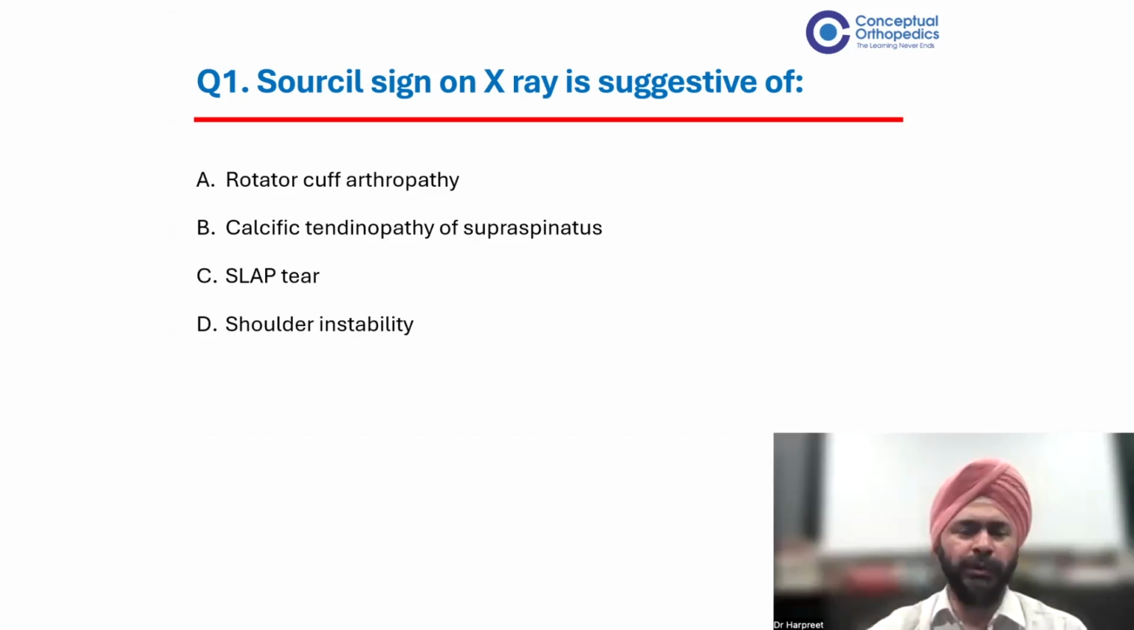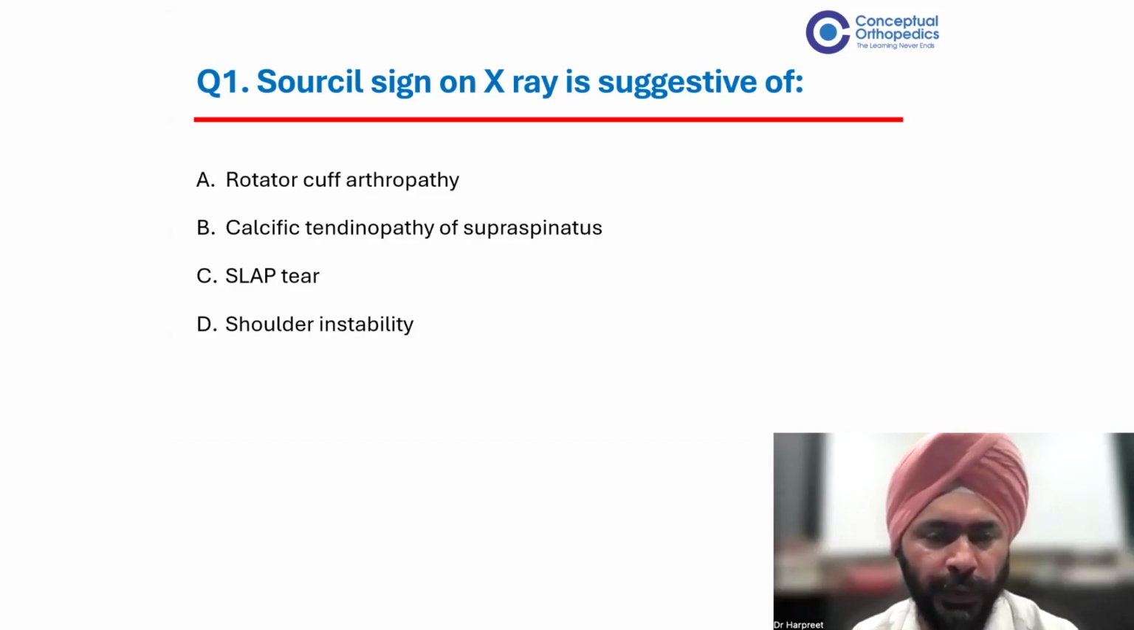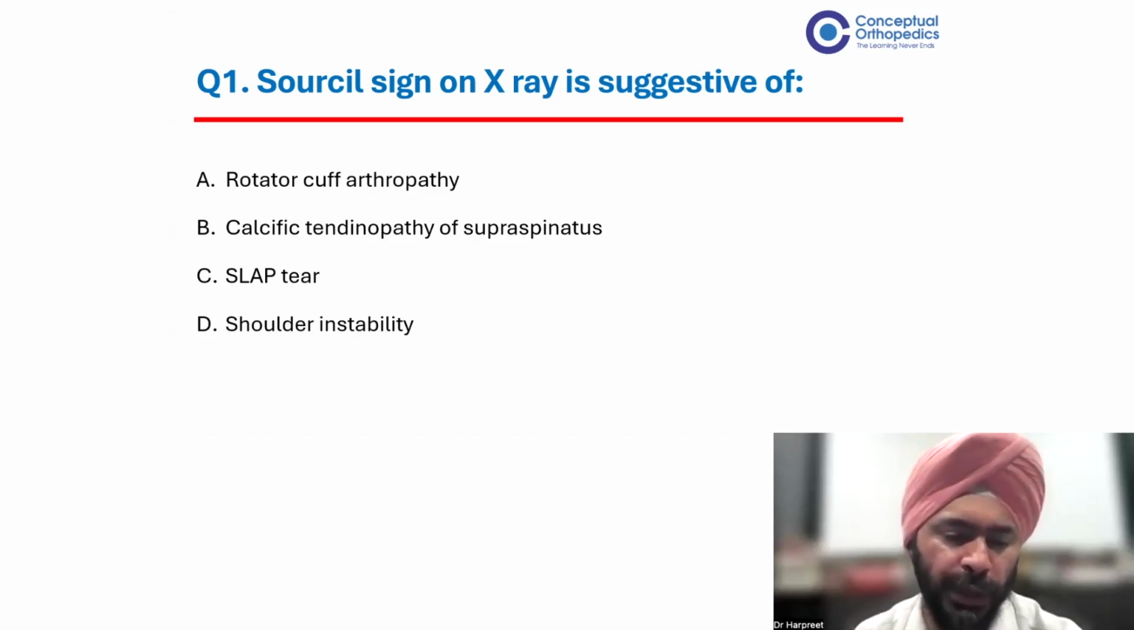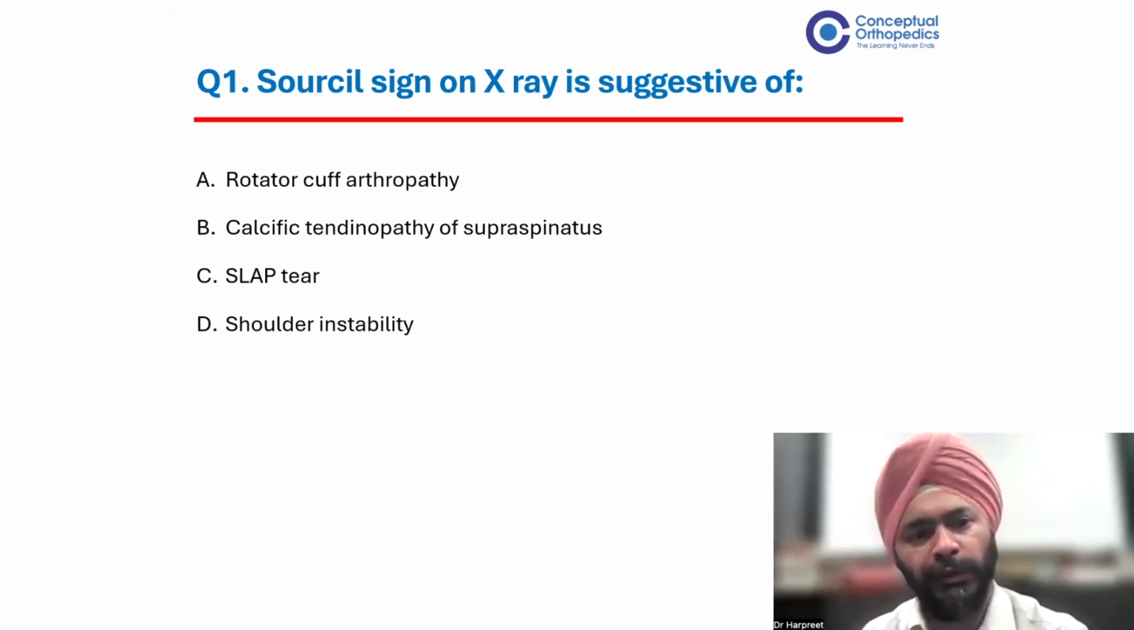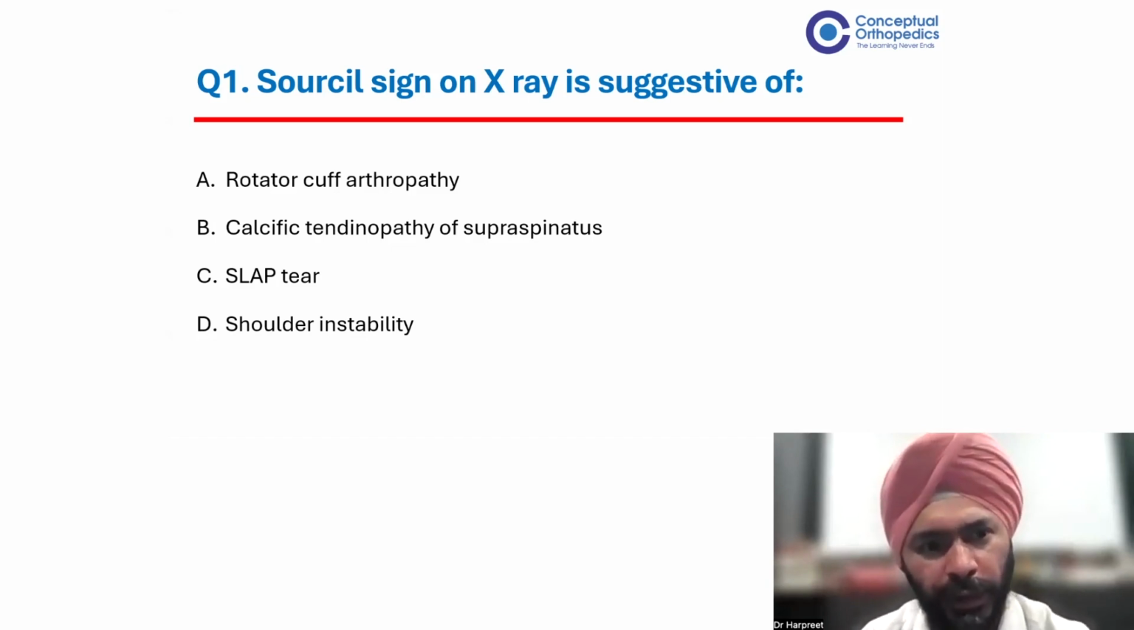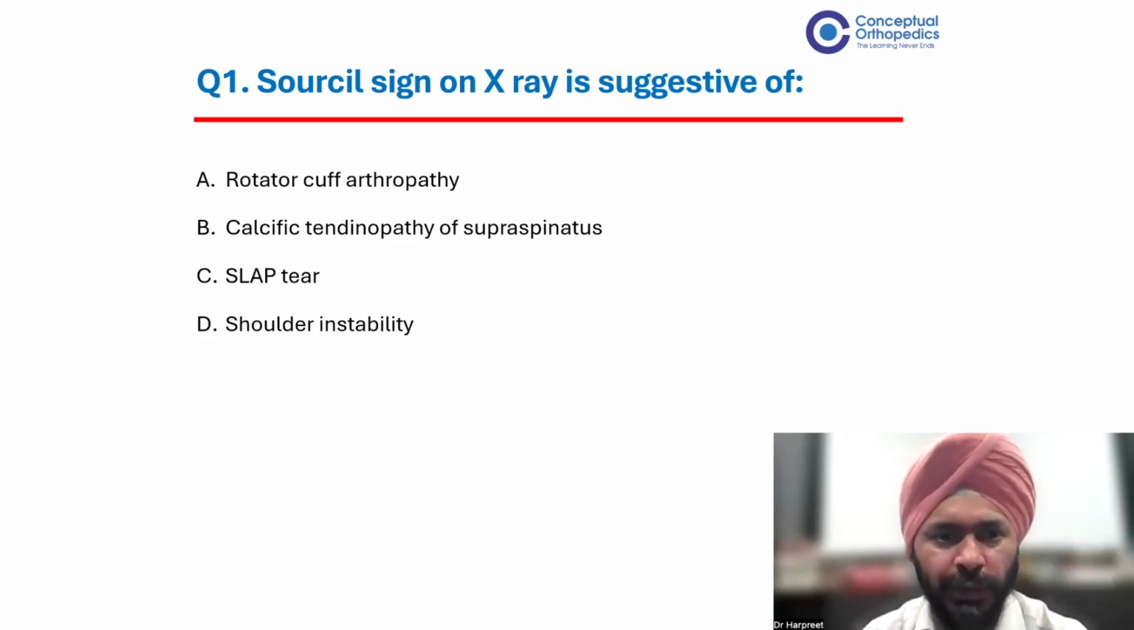So as we talked about, this is also a question from last time. There was some controversy, and we thought that we'll just come back again to this question. I had suggested that there was a confusion between option A and B: rotator cuff arthropathy or calcific tendinopathy of supraspinatus. The ideal answer actually is the impingement sign because Sourcil sign.